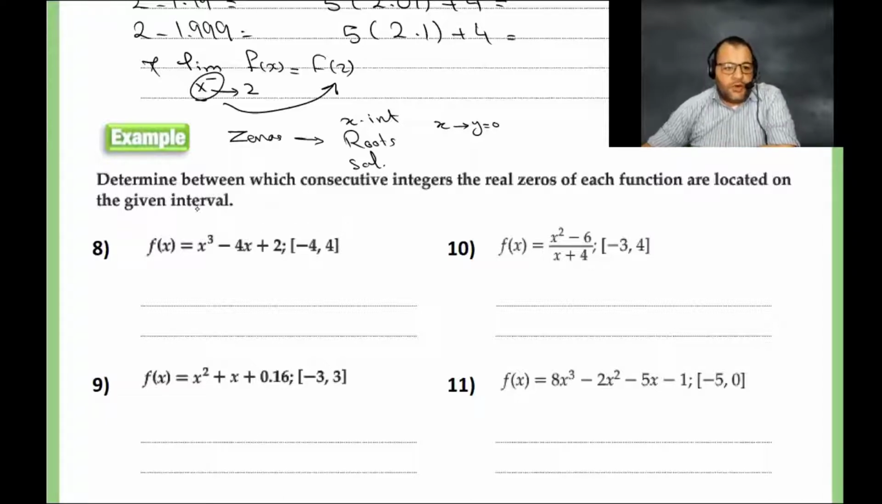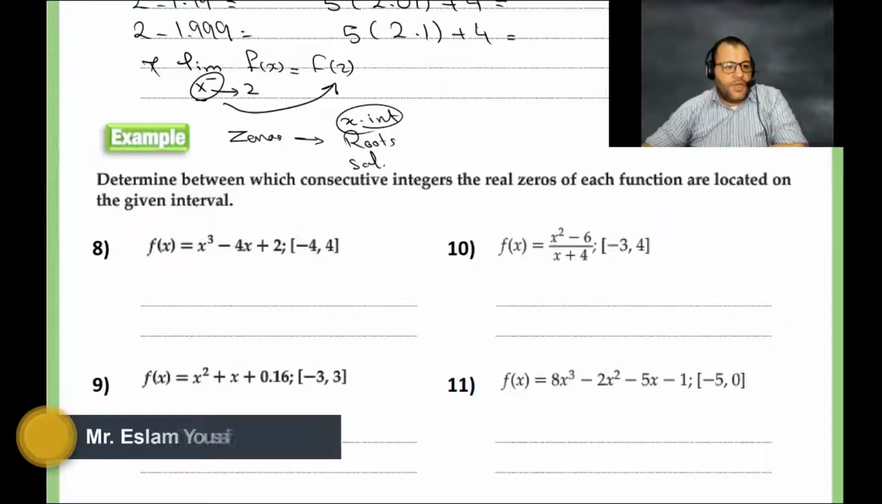So now in this question, we need to determine between which two consecutive integers the real zeros of the function are located on the given interval. What is the meaning of that? We said that the zeros of the function are defined as the x-intercept. So suppose that we are... you remember the shape of the linear function?